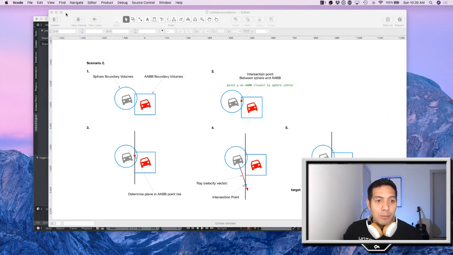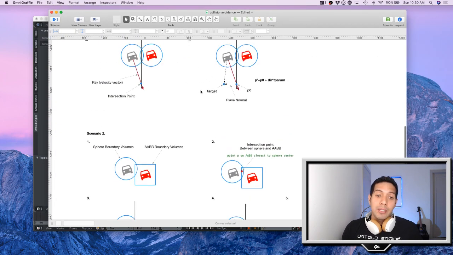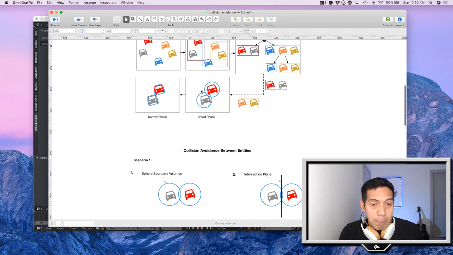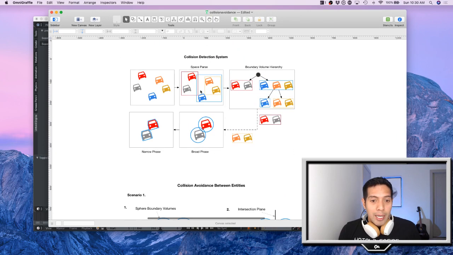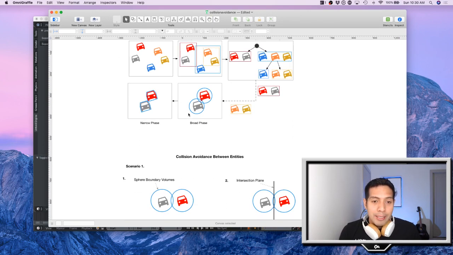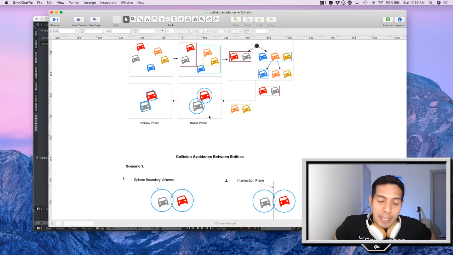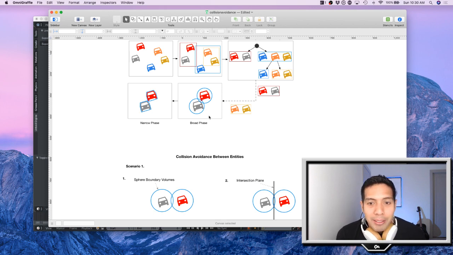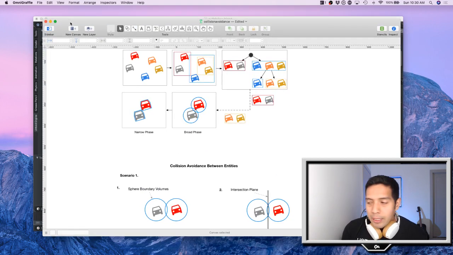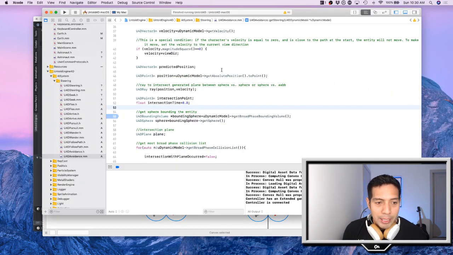Again, this was a lot easier to implement because I already had the collision detection system implemented before. So all I had to do was get a pointer to this data, which was already being stored. All I had to do is go and get it and use it, and that's basically how it works. All right, so let's see. I hope I was able to explain that properly.